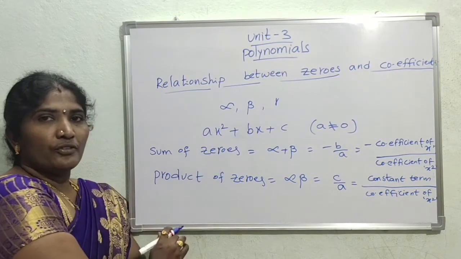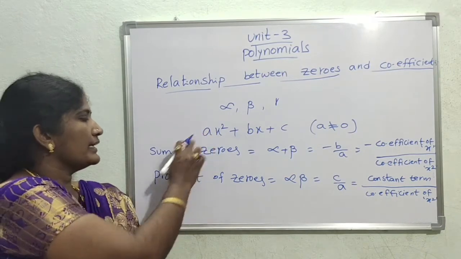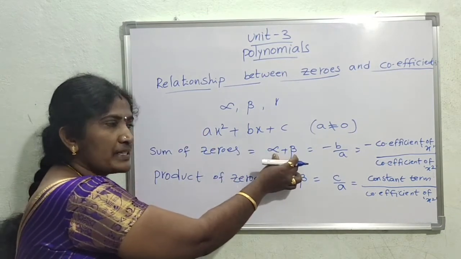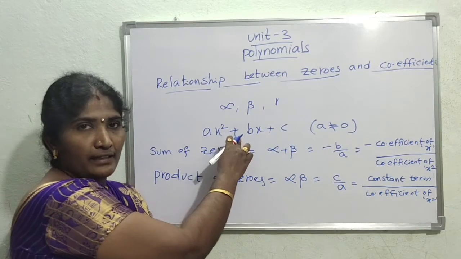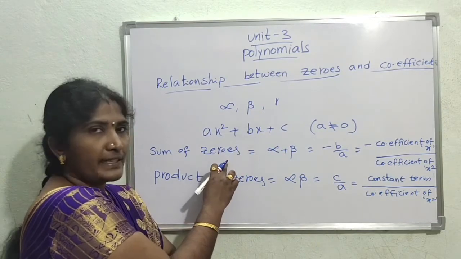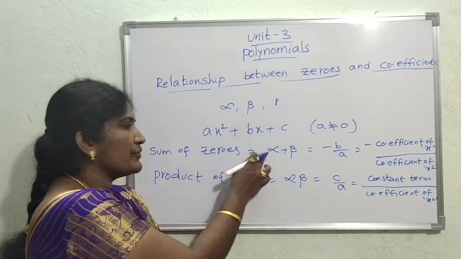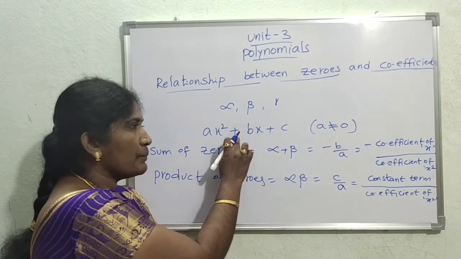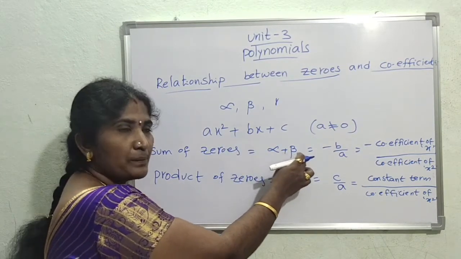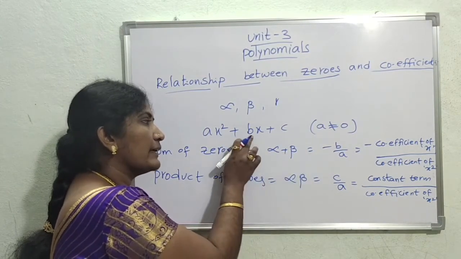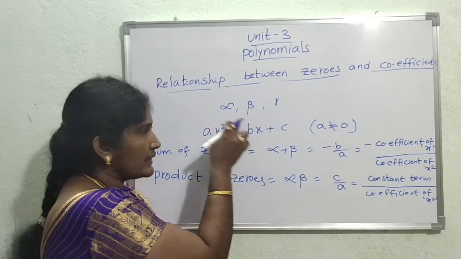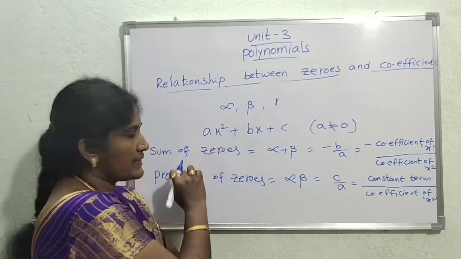For quadratic, sum of zeros, that means alpha plus beta. Without finding roots, without finding zeros, we can find out the sum of zeros and product of zeros by seeing the polynomial. Sum of zeros, alpha plus beta, can be written as minus b by a. B means coefficient of x and a means coefficient of x squared.